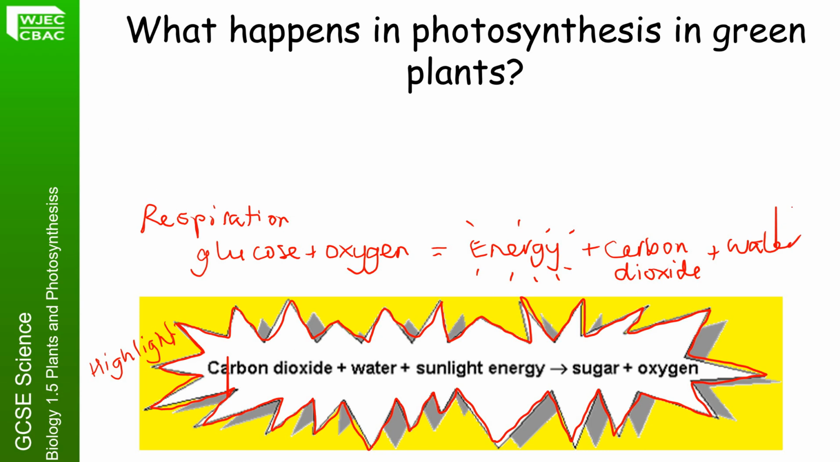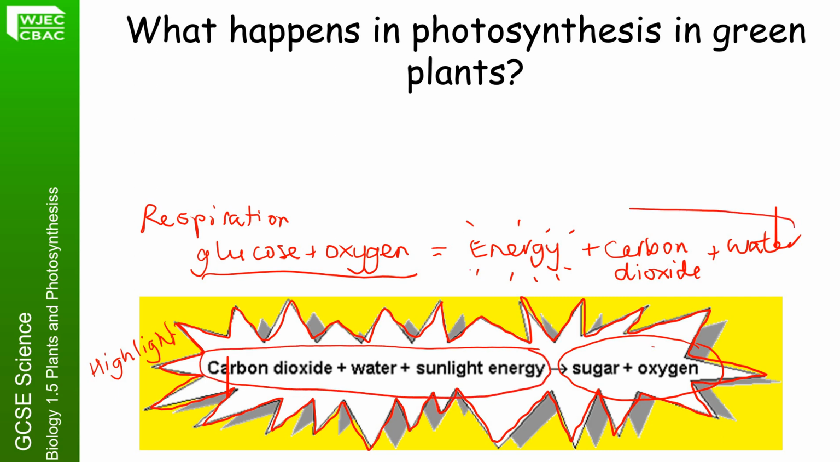Now, if we look at that word equation for respiration, what we should notice is that it's very, very similar to the equation for photosynthesis, except all that's happened is it's been switched around. Our reactants for respiration end up becoming our products in photosynthesis, and our reactants in photosynthesis end up being our products of respiration.